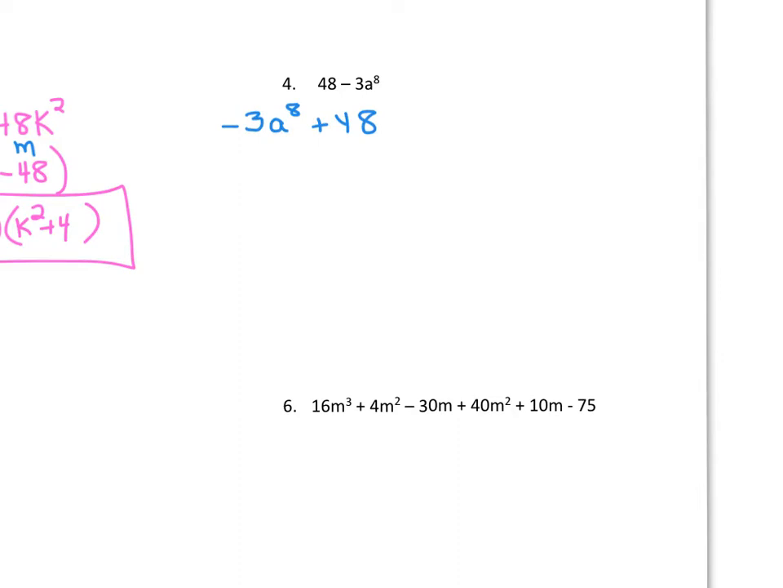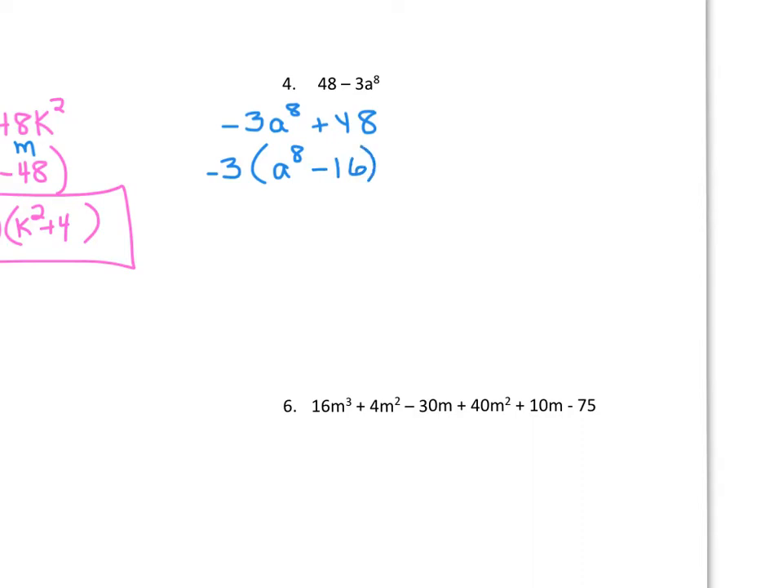Okay, now after that, you can factor out the greatest common factor. So here, the biggest number that divides evenly into 3 and 48 would be 3. Now, since your first term is a negative, you always want to factor out the negative. Keep in mind, if your first term was a positive, you would factor out a positive 3. But since it's a negative, we're going to factor out a -3, which leaves us with positive a to the 8th, and then positive 48 divided by -3 is -16.